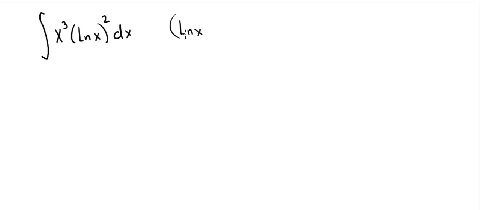Let's evaluate the integral of x cubed times the natural log of x quantity squared. First, note that ln of x quantity squared is not the same thing as ln of x squared. This part on the right would be nice if that was true, but it isn't. That part on the right equals 2 times natural log of x, but not the part on the left. So we can't do anything with the natural log of x squared part.